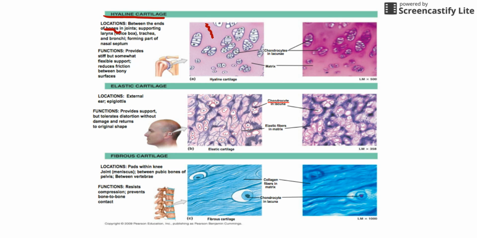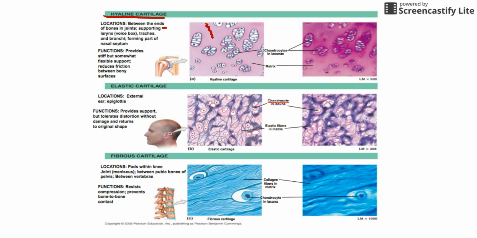It's going to cover the ends of your bones, and that's what helps reduce the friction. That's what people lose when they have arthritis. They wear that away. You also see some of it in the trachea and things along those lines. A little bit of flexibility, but pretty solid. Something a little more flexible than bone, but not too much more.